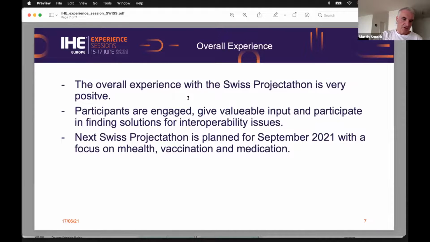And since the experience is very good, we are planning to have an annual Swiss Projectathon every September, and the next one is planned for this year. We are currently in preparation. We always give the Swiss Projectathon a motto or a special focus. This year it is mobile health integration, so integration of mobile health devices and native mobile applications, and its vaccination and the medication.